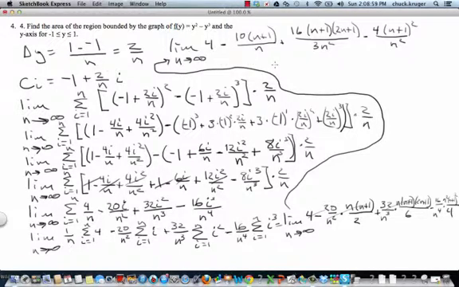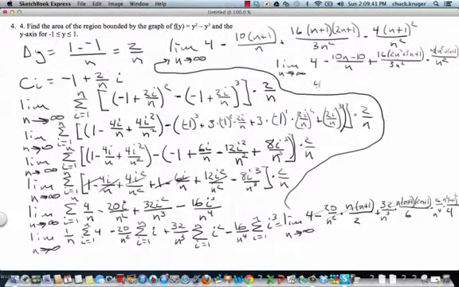And that's going to give me the limit as n approaches infinity of 4 minus 10n minus 10 over n, plus 16 times 2n squared plus 3n plus 1 over 3n squared, minus 4 times n squared plus 2n plus 1. Barely got that in there. Over n squared. Alright, so let's see if I can do this.